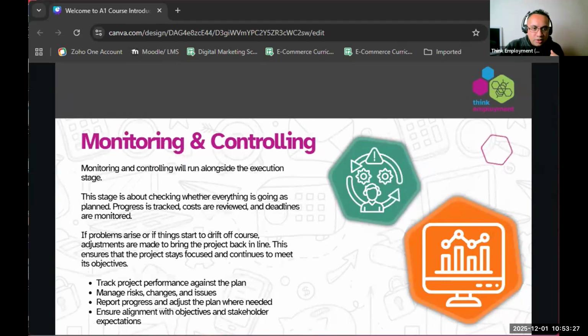Okay, so monitoring and controlling. Monitoring and controlling runs alongside the execution stage, okay? So you're basically making sure everything is going well, you're tracking your progress, looking at how many likes you're getting, how many people are rewatching your content, how many people are buying, how much you're spending on ads. You're putting people in there into your chat so they can monitor as well.